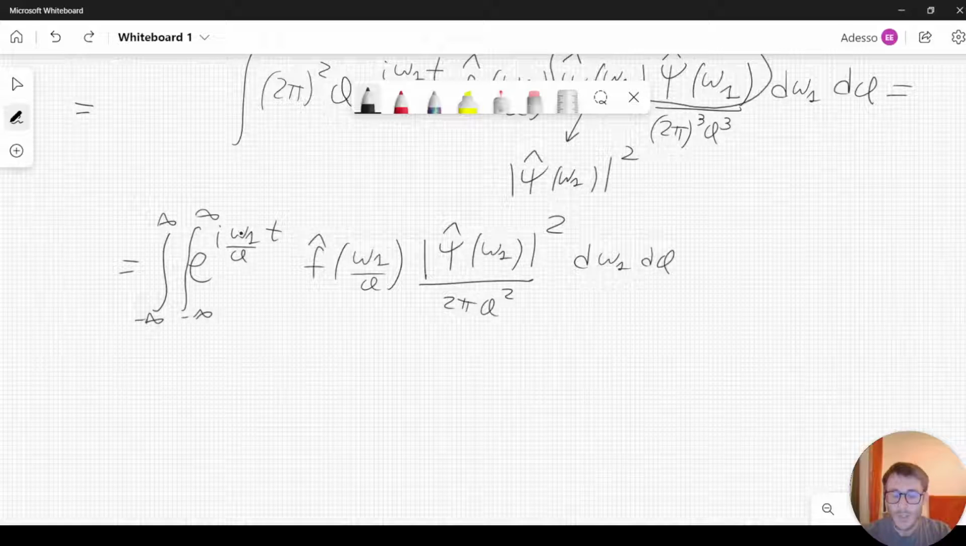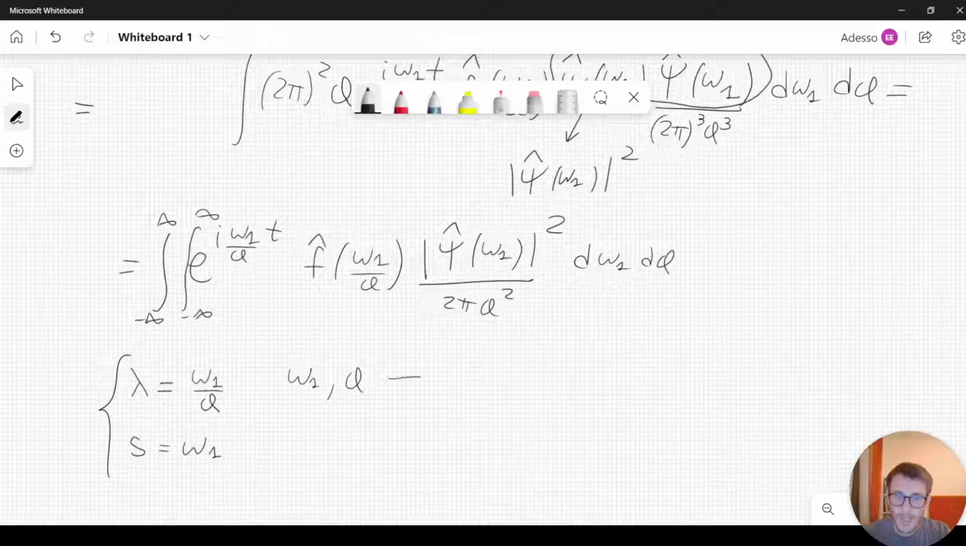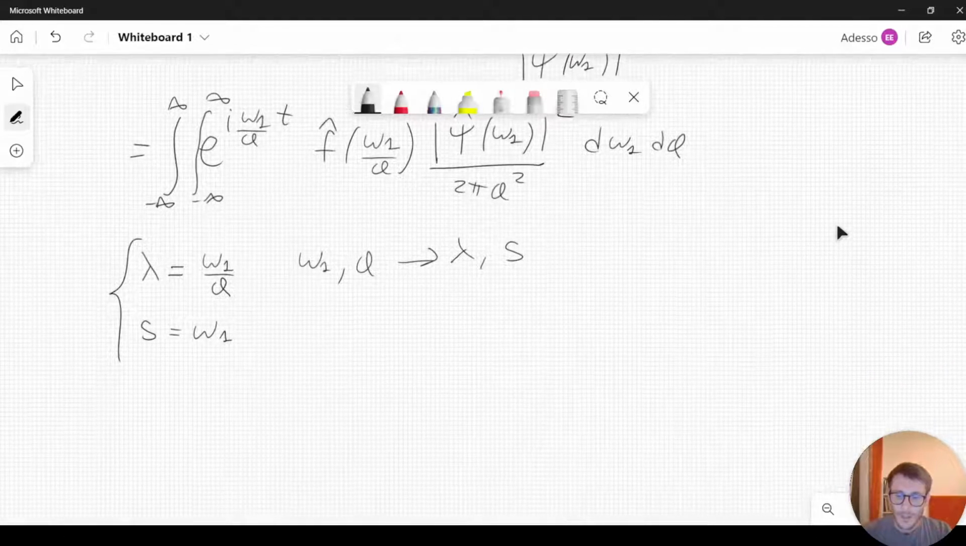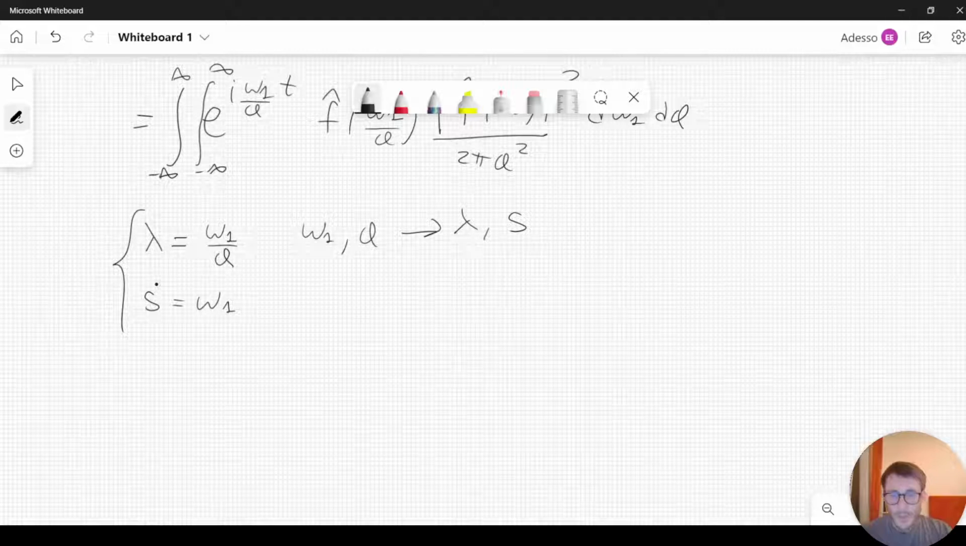What we need to do is we need to change the variables. We need to make a change of variables of this double integral. In particular, let's write down a variable lambda equal to omega 1 over a, and another variable s equal to omega 1. So we are changing variables. We are going from the set of variables omega 1, a to the set of variables lambda, s. And in order to make this change of variables, we also need to calculate the Jacobian of the transformation, because it will appear in the double integral when we make this change.